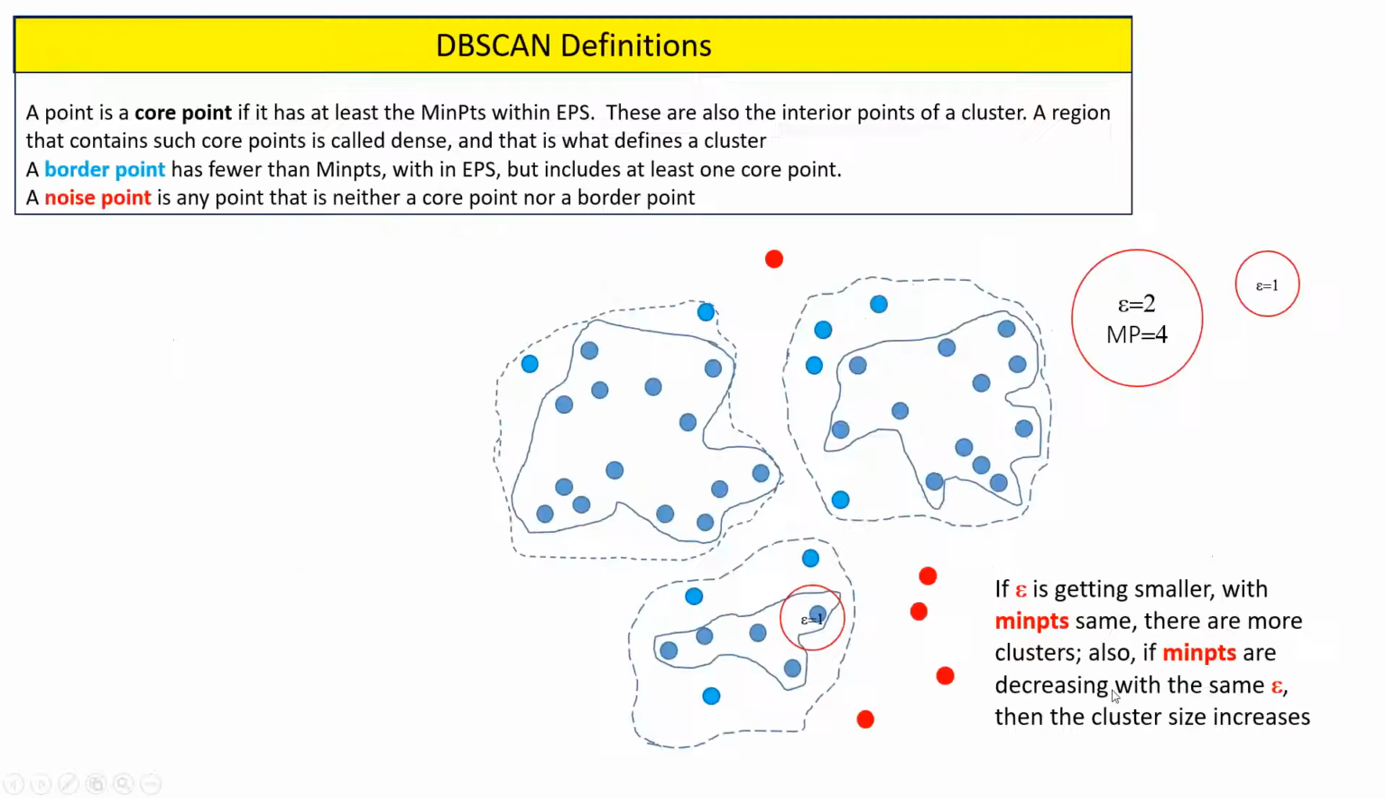And what I made the comment here is, I want you to think about this. If epsilon is getting smaller with the same minimum points, there are more clusters. Also, if minimum points are decreasing with the same epsilon, then the cluster size increases. That's the conclusion I said. Just logically, I want you to buy into it. If everything is according, no problem.